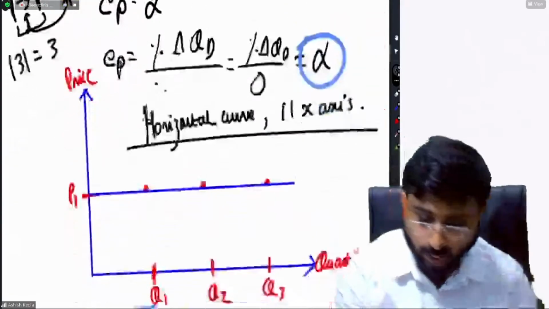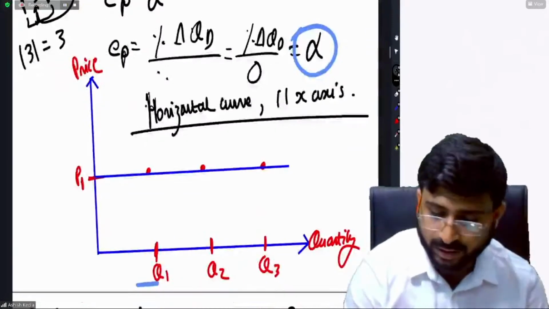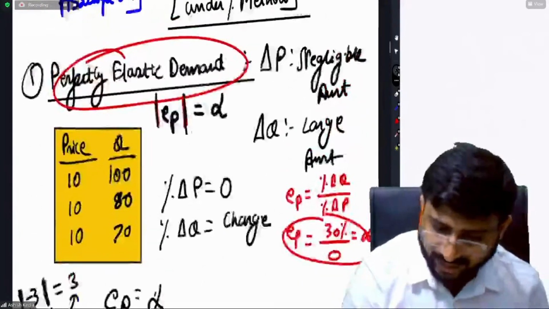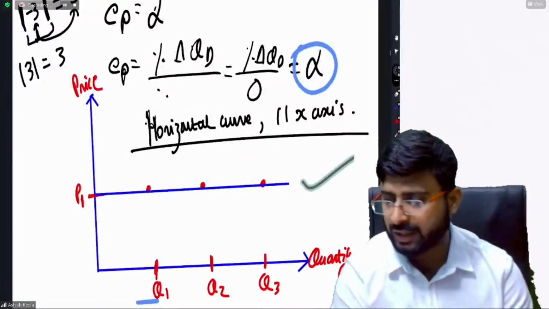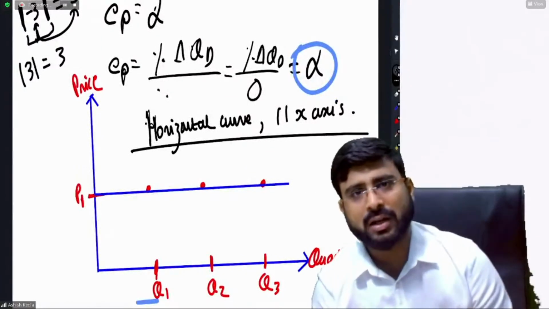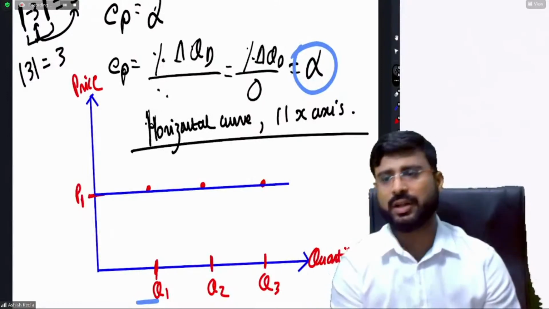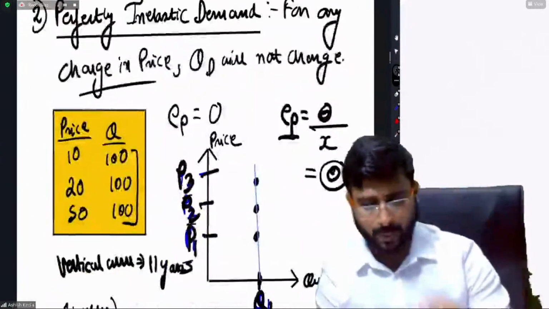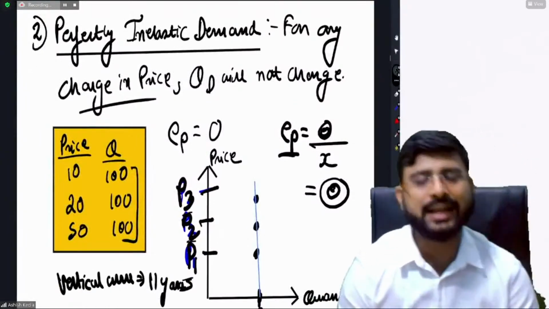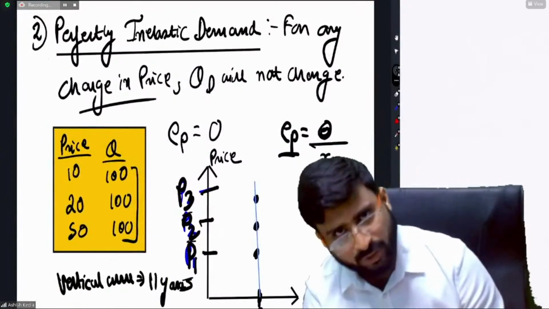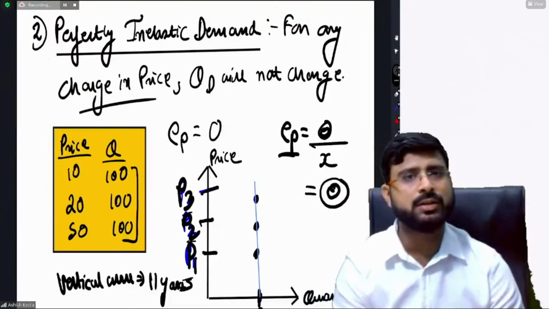Okay, great. So remember that in perfectly elastic demand, the demand curve is a horizontal curve parallel to the x-axis. I hope it's clear now. Moving on. Now the opposite. Perfectly inelastic demand.